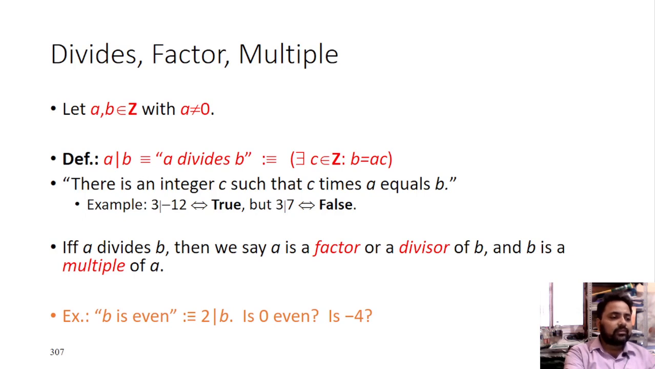Divides, factor, multiples. Let a, b belong to the integers with a not equal to 0, and the definition is: a divides b if there is an integer c such that c times a equals b. So here the example, like 3 divides minus 12, this is true, but 3 divides 7 is false. If a divides b, then we say a is a factor or a divisor of b, and b is a multiple of a. For example, if b is even, then 2 divides b, as 0 is even, as is minus 4.